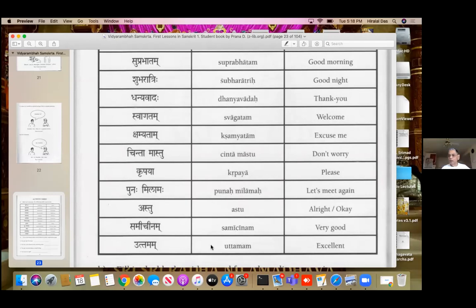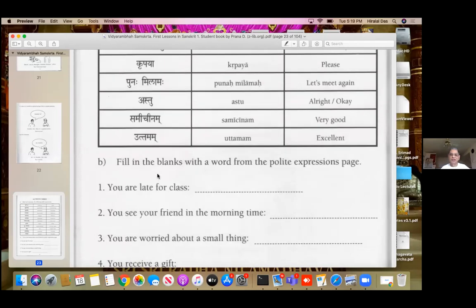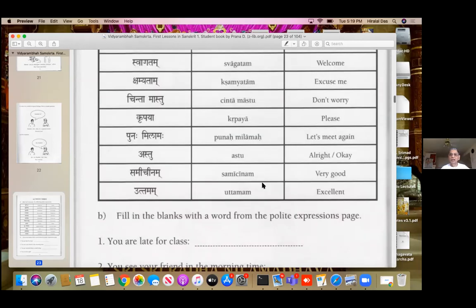Okay, shall we move forward? Yes. Okay, all right. So then there are some exercises which we'll go through so you know how it works. Fill in the blank with a word from the polite expressions. These are the polite expressions. So you are late for class, then you will say excuse me, right? So excuse me is kshamyatam, right? So use the word kshamyatam for excuse me.